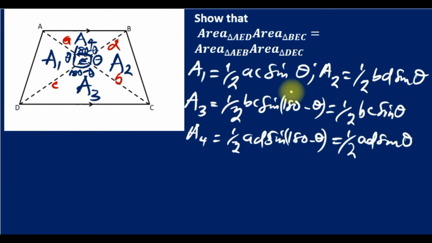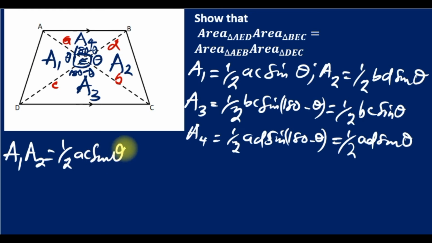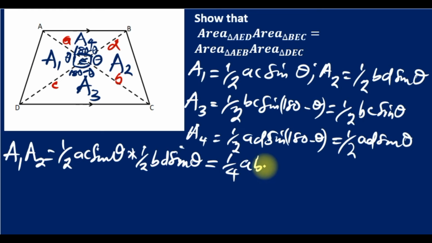So let's now multiply A1 times A2. A1 A2 is half AC sine theta times half BD sine theta. Half times half is 1 over 4. We have 1 over 4 A, B, C, D sine squared theta.